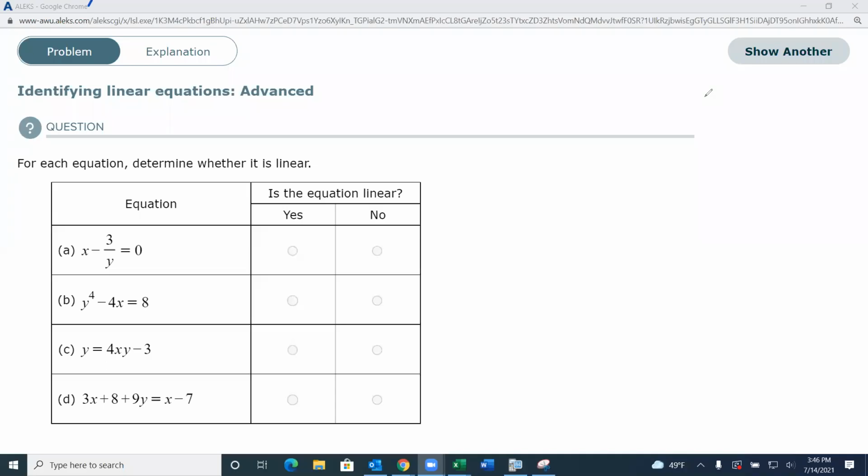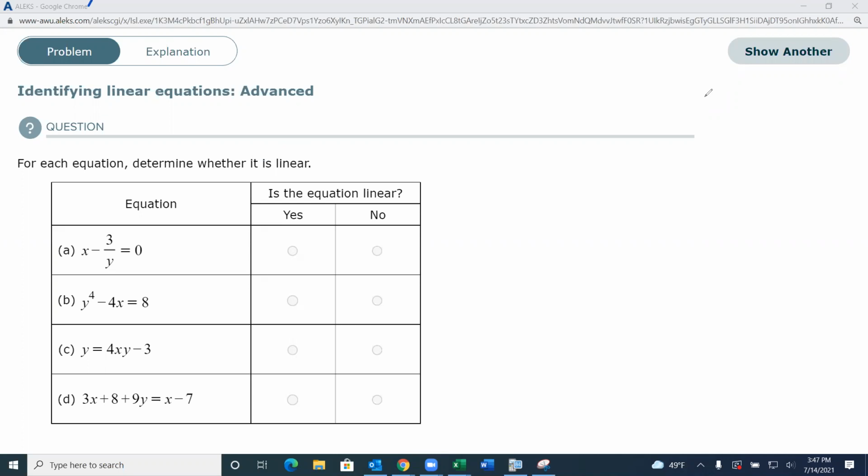Okay, so we are to determine if the equation is linear. Well, that means that it makes a straight line when you graph it. Okay. Now, we're not going to worry about graphing it at this point. But there are ways without graphing to tell whether or not an equation is linear.